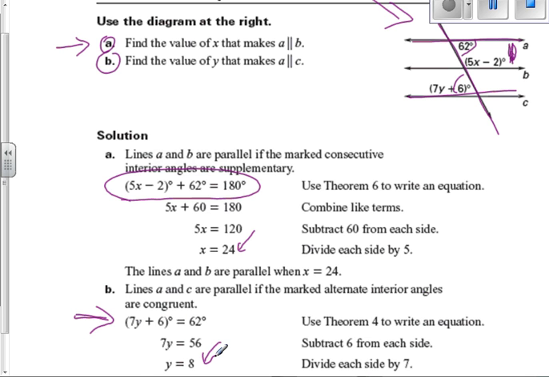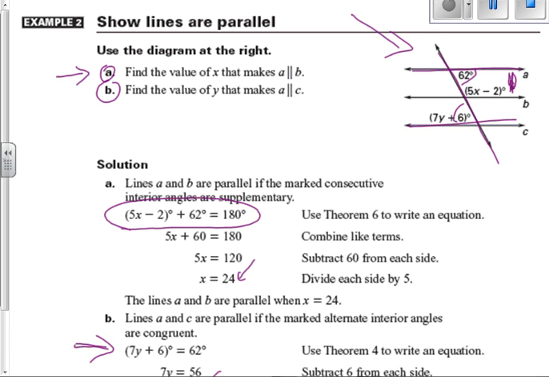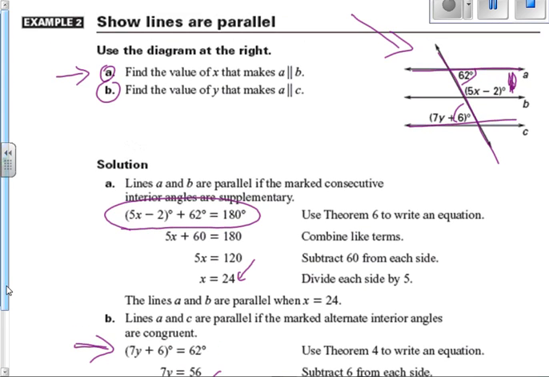Now, if you notice, go back here real quick. If you look at this theorem 7, the transitive property of parallel lines, I can apply this, although they're not going to talk about it, at least I don't think they are. I'm going to apply that right here. I know that A is parallel to C, and I know that C is parallel to B, and based on that theorem, A and B are actually parallel, okay?